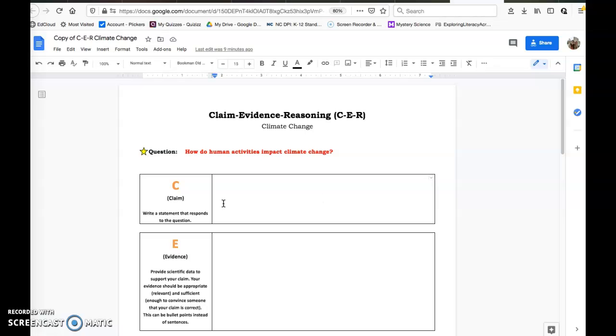This can be bullet points instead of sentences. For this one, you can use something that we have talked about in class. Maybe it's one of our readings, maybe it's some of our notes, maybe it's another activity that we did to help support your claim, or you can use the web if you like. The key here though is I need to know where your evidence is coming from. If it's coming from a website, put the website in. If it's coming from something in class, put the assignment in that we did.